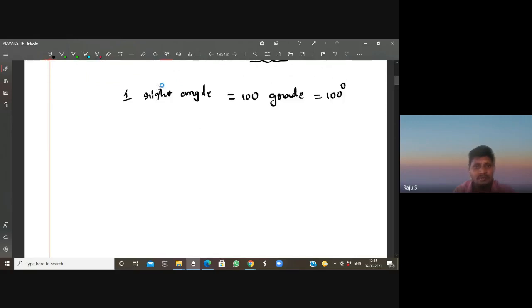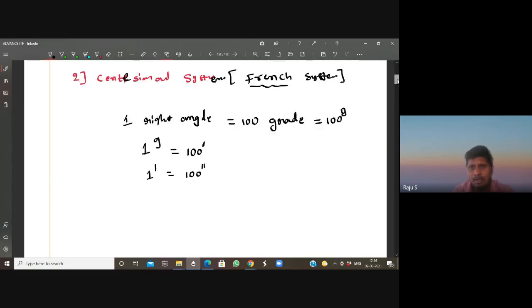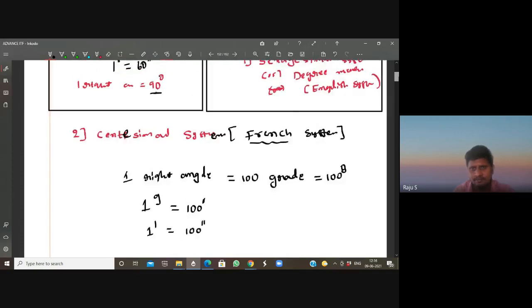Whereas here, 100 grades, denoted 100 to the power of G. And also here, 1 grade is divided again into 100 equal parts. Each equal part is called a minute. So 1 grade is equal to how many minutes here? 100 minutes. 1 minute can again be divided into 100 equal parts, that is seconds. This system is called the French system or centesimal system.